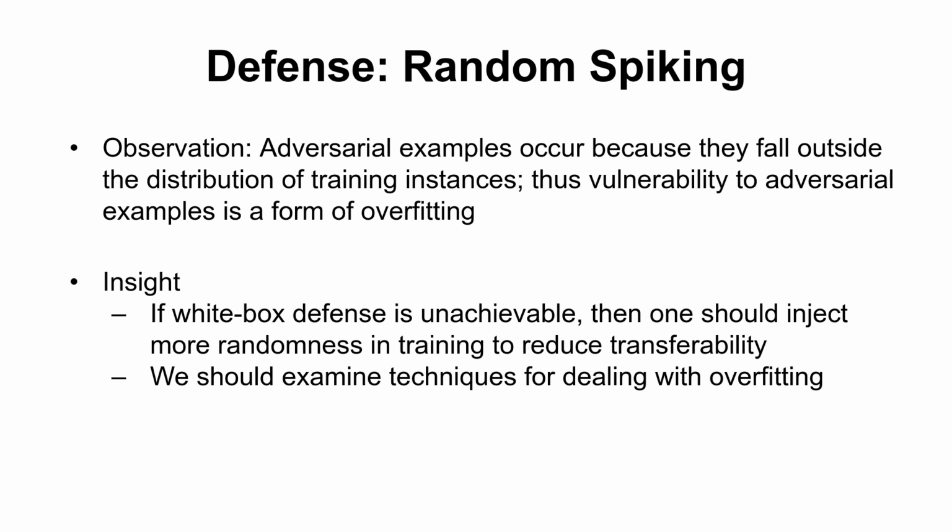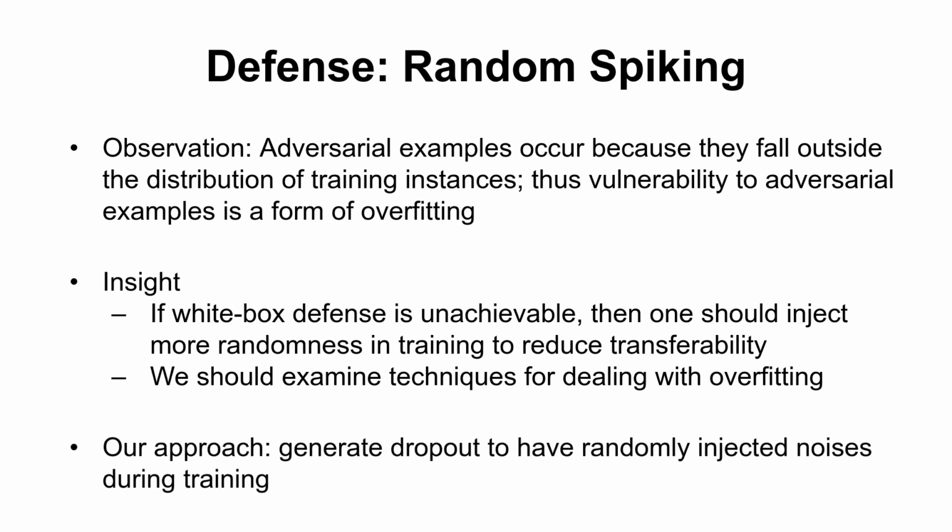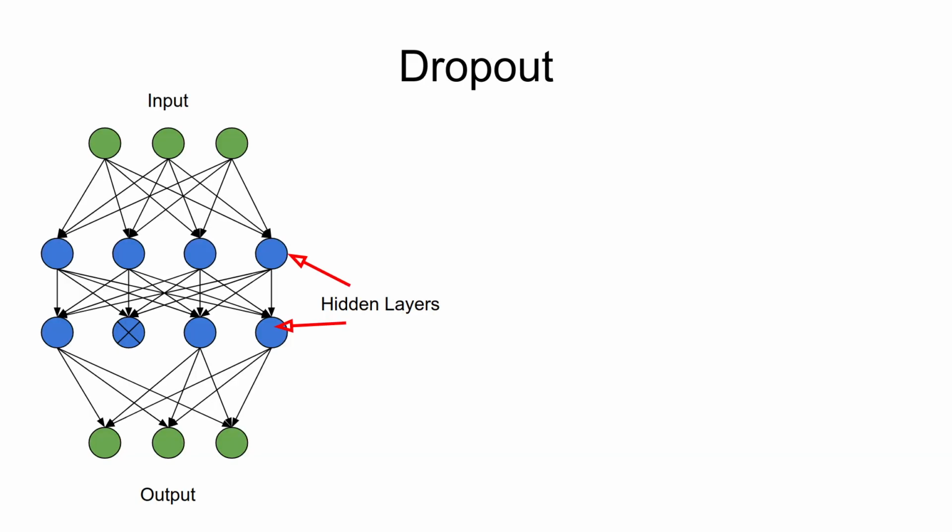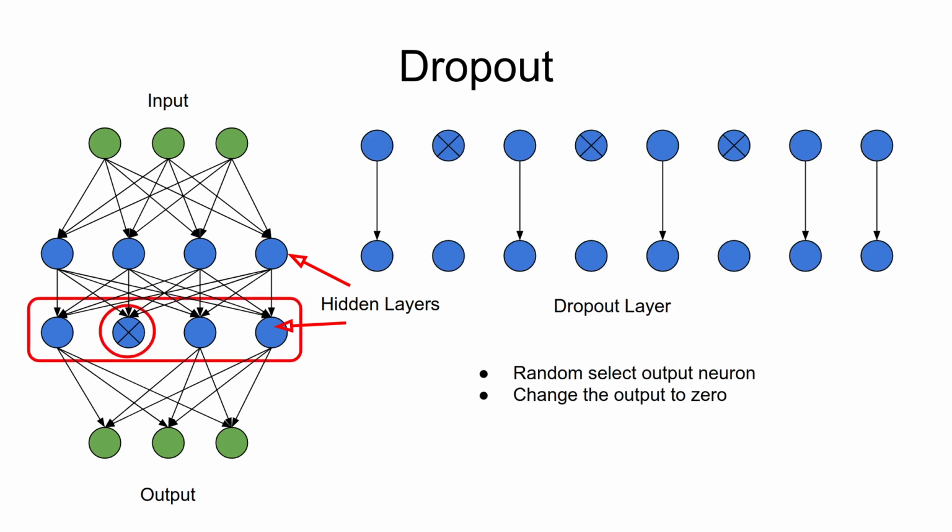Dropout is a widely used technique in the training phase, and it can deal with overfitting. So our random spiking is inspired by dropout. Basically, we generalize dropout to have randomly injected noise during training. Let's have a quick review of dropout. Dropout is a hidden layer placed in the middle of a neural network model. It randomly selects output neurons and changes the output to 0.